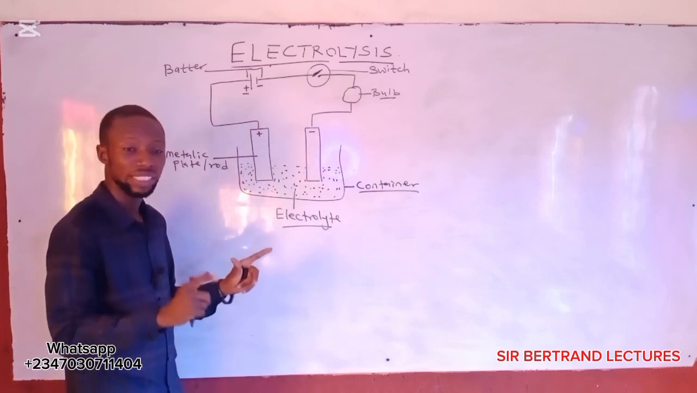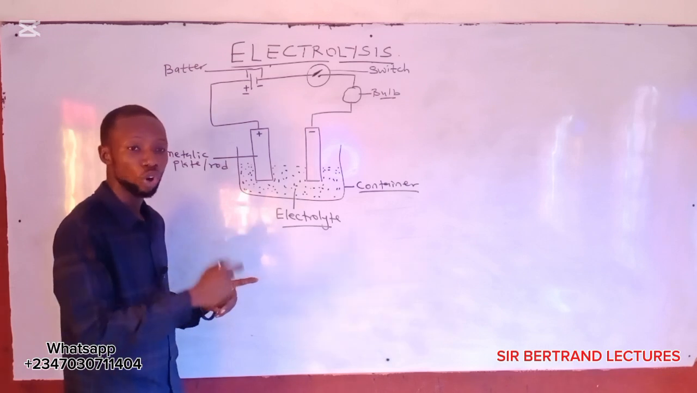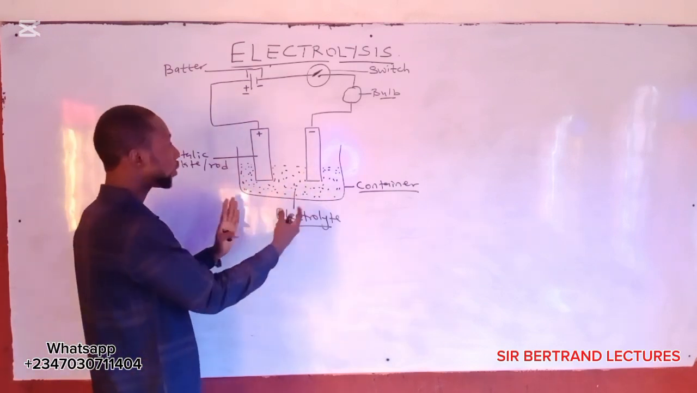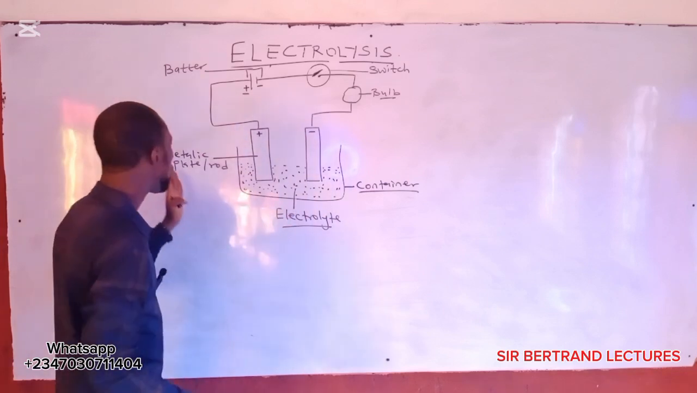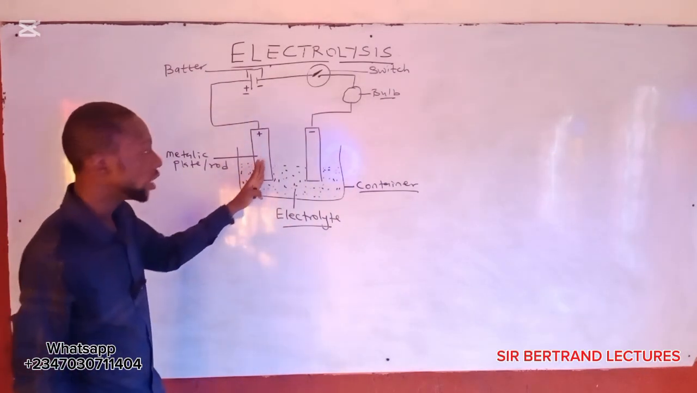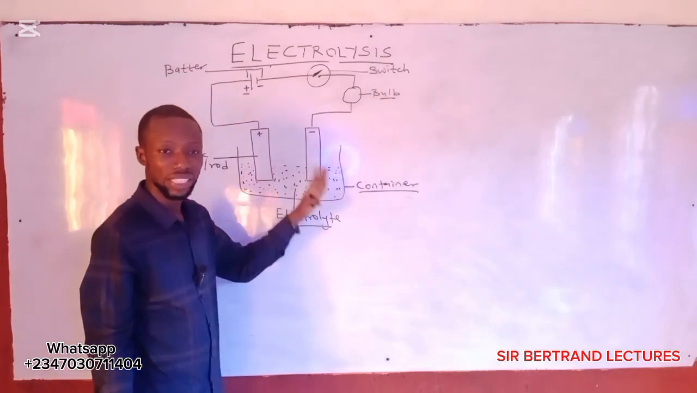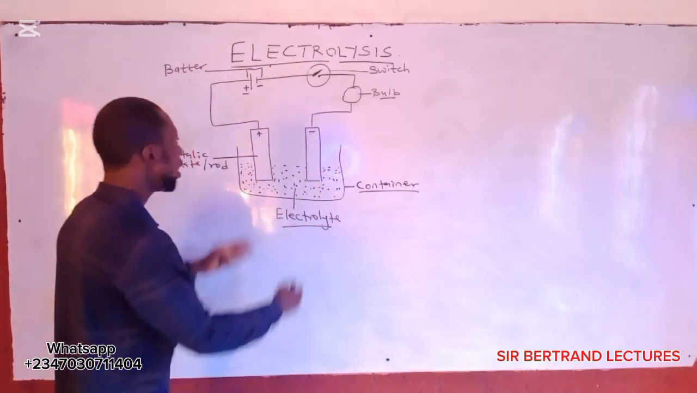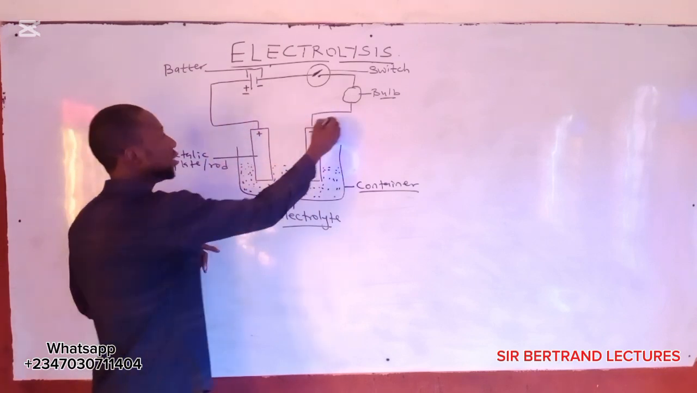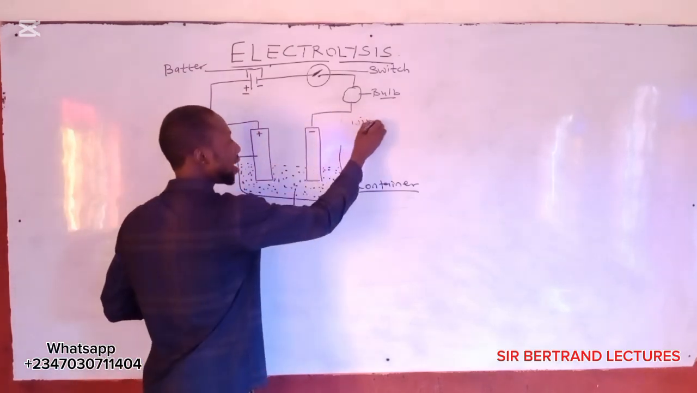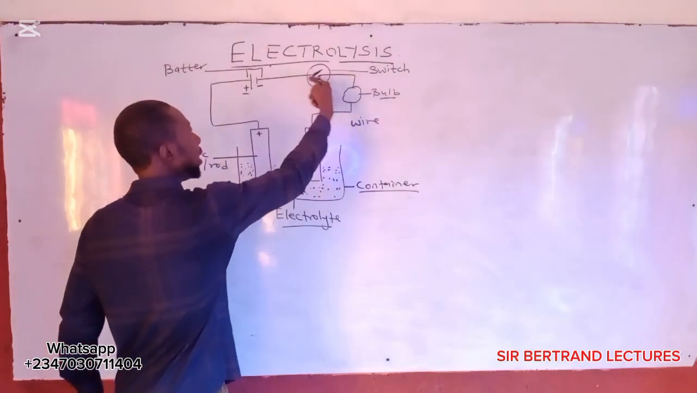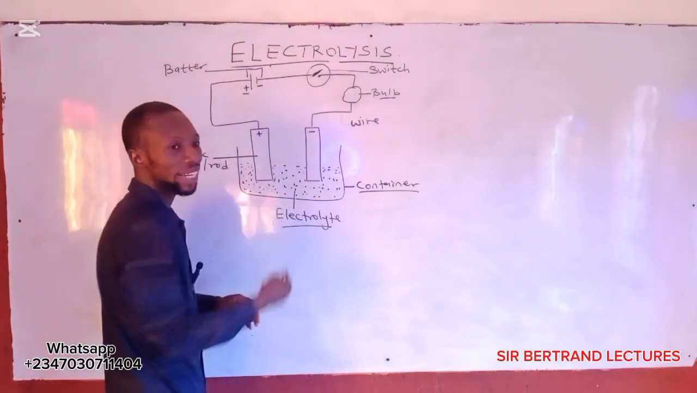Because we don't know if it's an electrolyte or a non-electrolyte, after putting the electrolyte inside the container, you fix your metallic rods. One is positively charged, the other is negatively charged. Then this is your wire, and you use the wire to connect. Here is the bulb, here is the switch, then here is the battery.